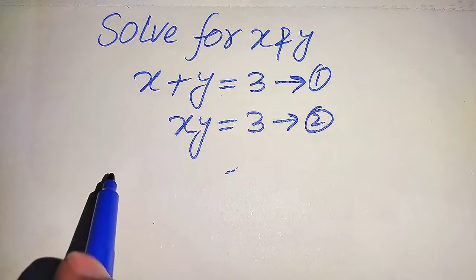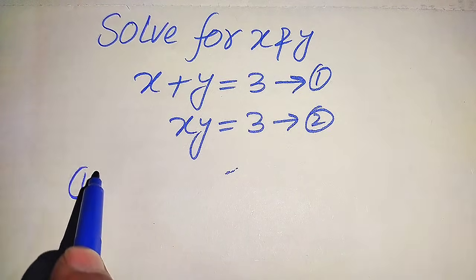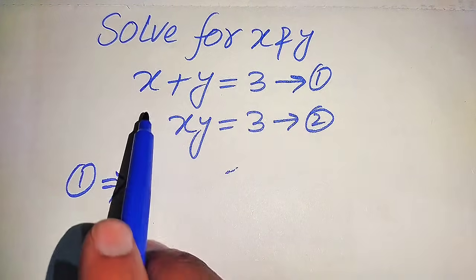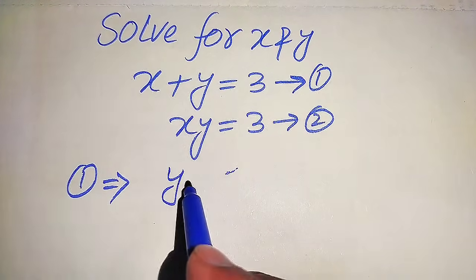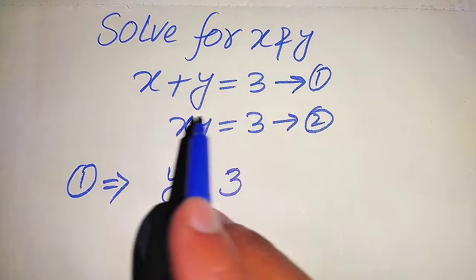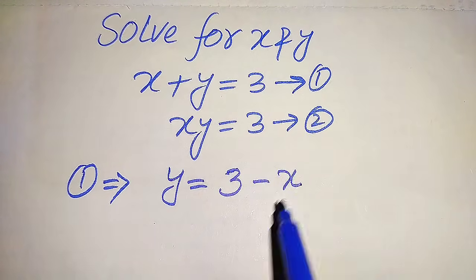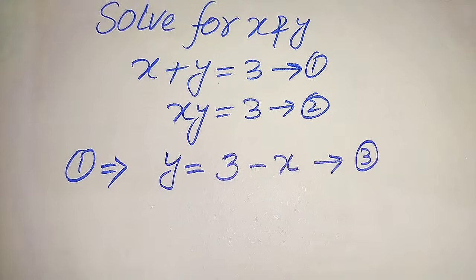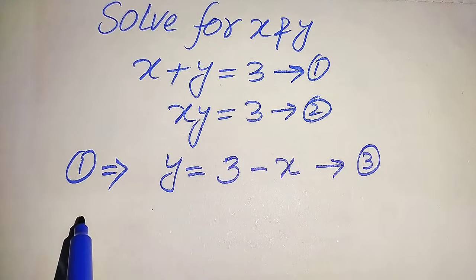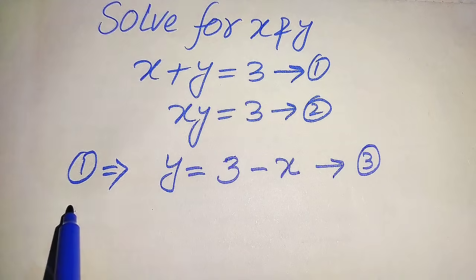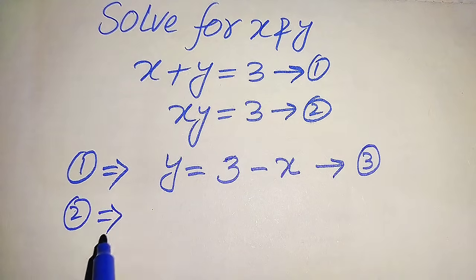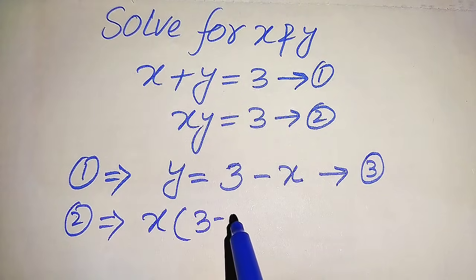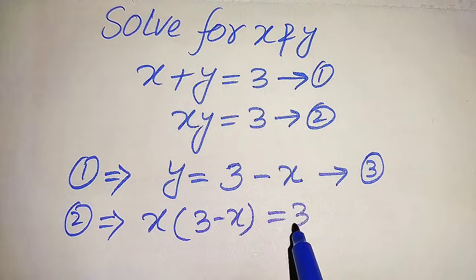So first we need to focus on equation number 1. In equation number 1 we move this x to the right hand side and it will be written as y equals positive 3, and when we move x to the right hand side it becomes negative x. We call this our equation number 3. Now in the next step we need to substitute this value of y into equation number 2. So equation number 2 implies xy equals 3, and the value of y is 3 minus x, so x times (3 minus x) equals 3.